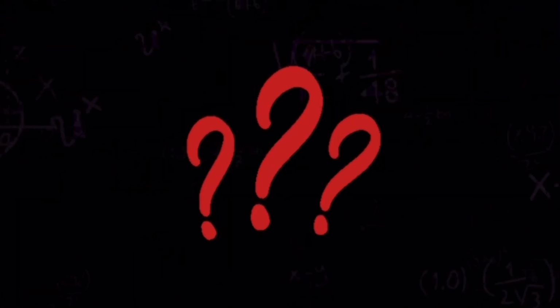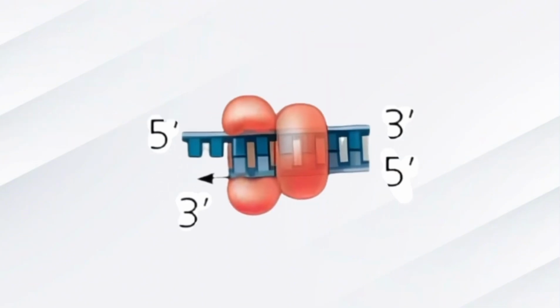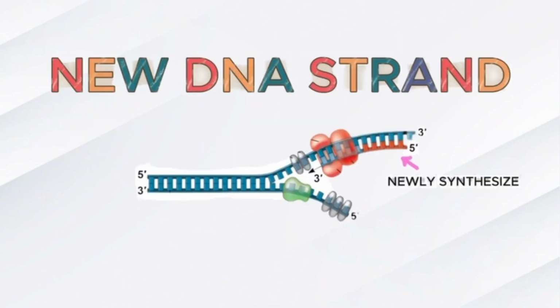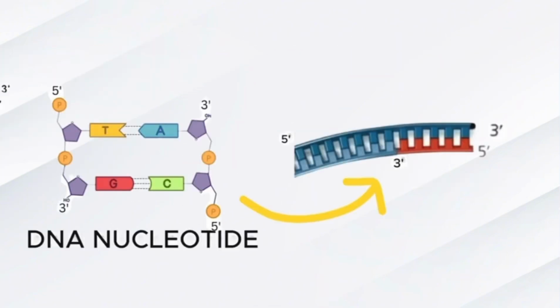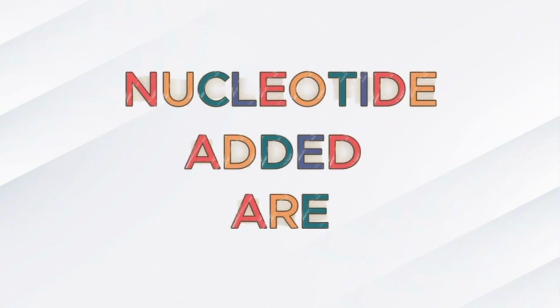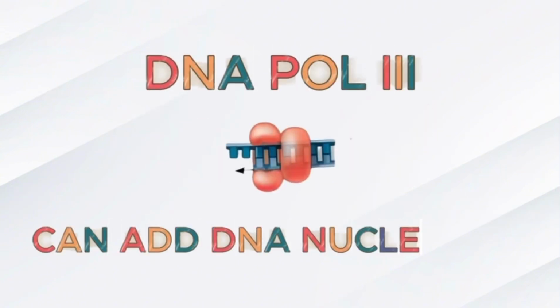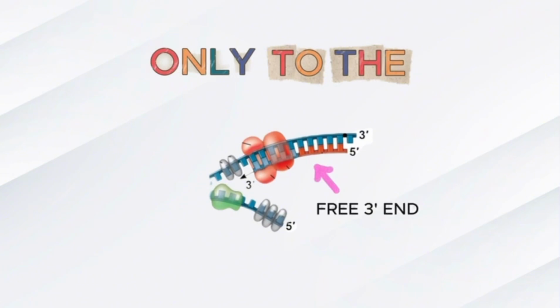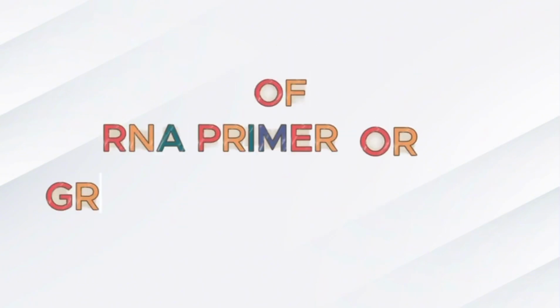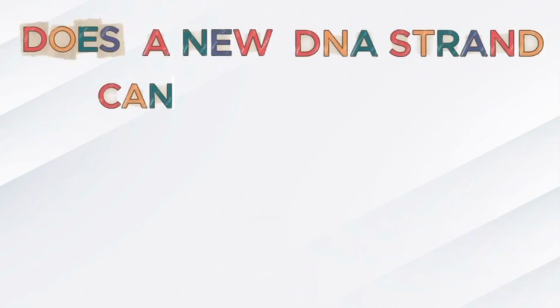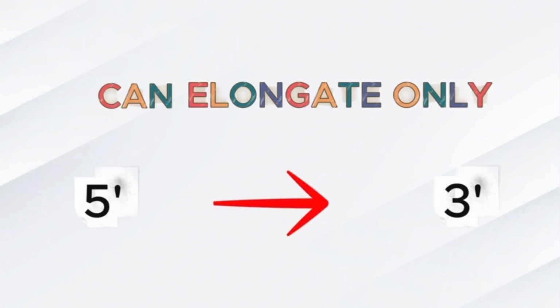Oh, what happens next? Next comes DNA polymerase 3. This enzyme catalyzes the synthesis of the new DNA strand by adding DNA nucleotides to the 3' end of the RNA primer. Remember, nucleotides added are complementary to the DNA template. But because of their antiparallel structure, DNA polymerase 3 can add DNA nucleotides only to the free 3' end of the RNA primer or growing DNA strand, never to the 5' end. Thus, a new DNA strand can elongate only in the 5' to 3' direction.